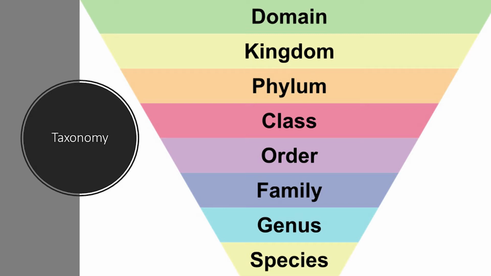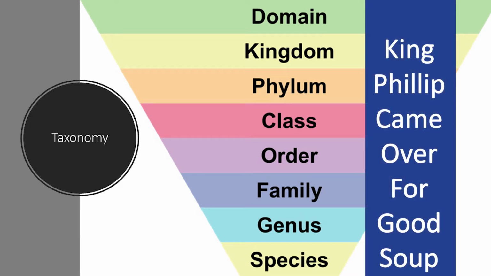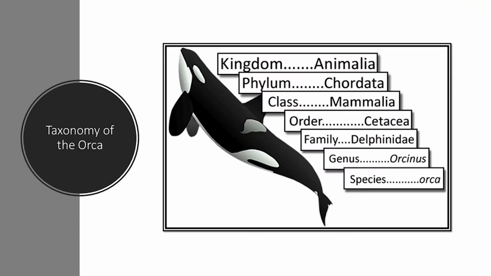Usually when talking about plants and animals, we start at the level of kingdom. To remember the taxonomic levels, all you have to do is remember the saying, King Philip came over for good soup. Let's practice our new skills by learning the taxonomic levels of an orca.